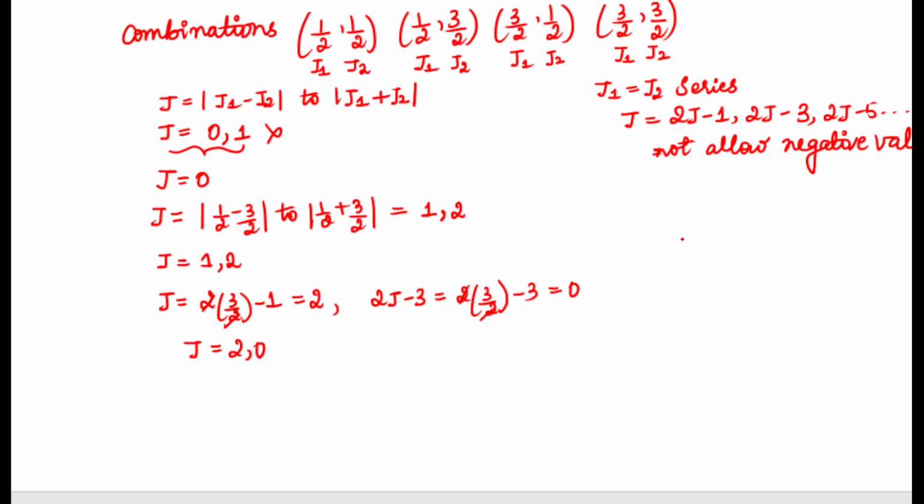Now I'm going to write to a side what are the j values. J is equal to 0 for the first combination, j is equal to 1 and 2 for the second and the third combination, and j is equal to 2 and 0 for the fourth combination. These are the j values we are getting: 1 and 2 for the second as well as for the third combination.